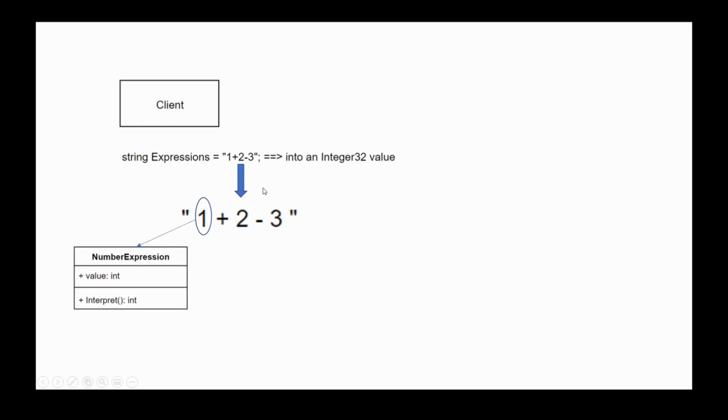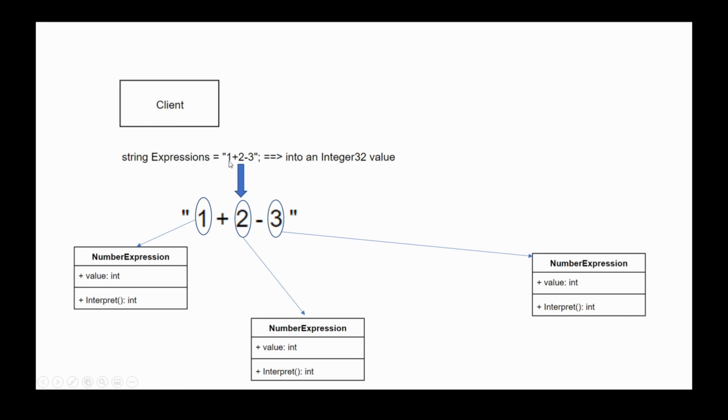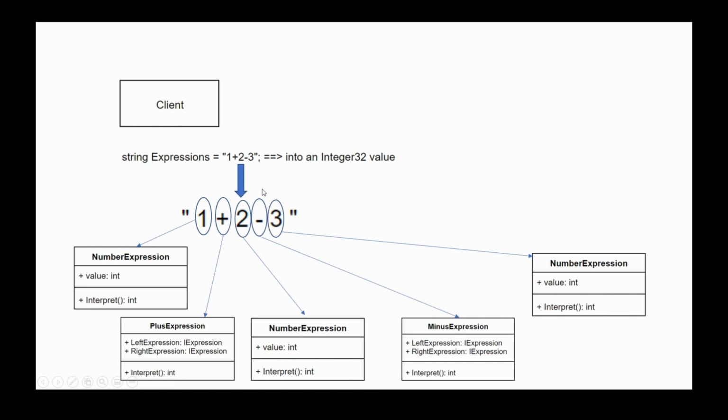For that we create an own object for each char in the string. We see that the numbers can match the number expression, so we create an own instance for each number. This is in my example the number expression, and this is a terminal expression. From the plus we create a plus expression instance. This is a non-terminal expression because it has a left expression reference and a right expression reference. And the minus also has an own object, and from this object we create a minus expression instance. It also has a left expression reference and a right expression reference.